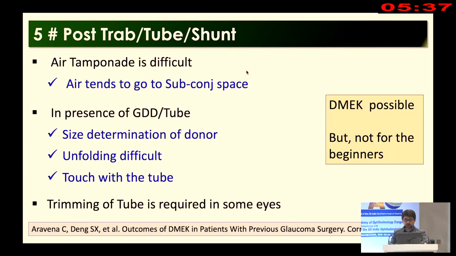In post-trab, tube or any of these glaucoma patients, the challenge is basically how to get a good air fill, because air will tend to seep out of either the tube or the trabeculectomy opening. So that is to be taken care of. Second, sometimes you might have to do a little bit of tube trimming if it interferes with your graft unfolding.